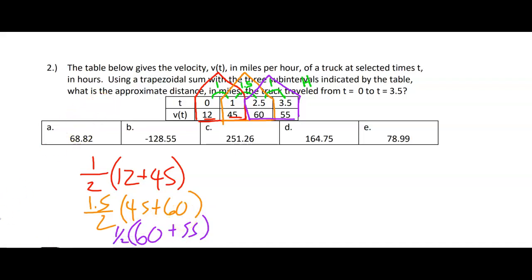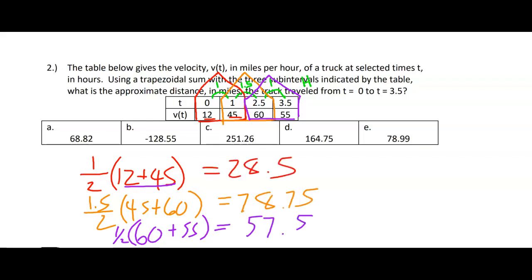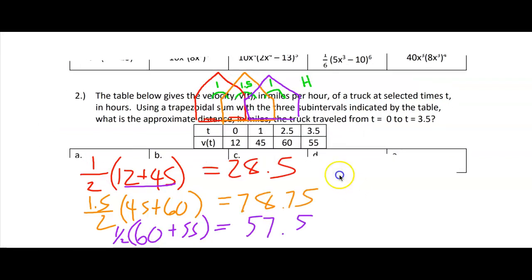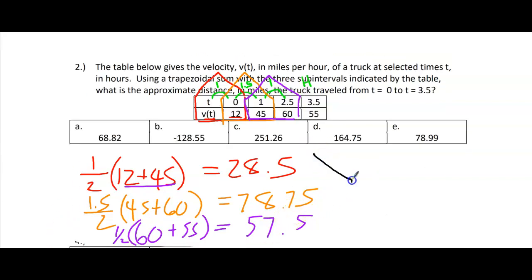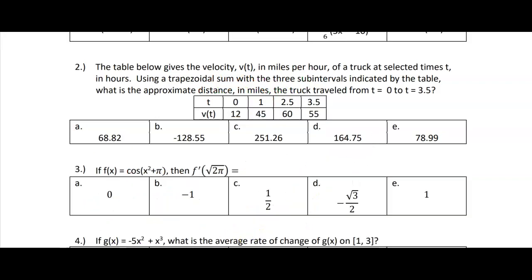And then from here, we're just going to go ahead and use our calculator to simplify these. If I add and then multiply it by these fractions in the front, we'll see what we get there. And so that's the area of each trapezoid. And when we go ahead and add all those up, we end up with 164.75. And that would be a trapezoidal sum to estimate the distance that the vehicle has traveled. Okay, go ahead and move on to number 3.